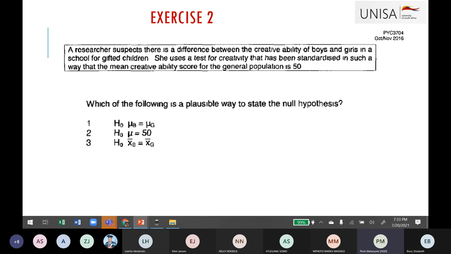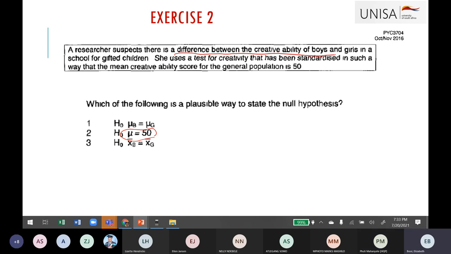I would say 2. Why 2? The researcher suspects there's a difference. So if you suspect that there is a difference, the null should be that there's no difference. Yeah. But 2, what does 2 tell you? There's a difference? No, okay. I was continuing there, and your value there is 50, so if there is a difference, it either has to be greater than 50 or less than 50.